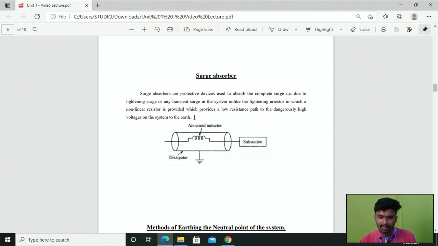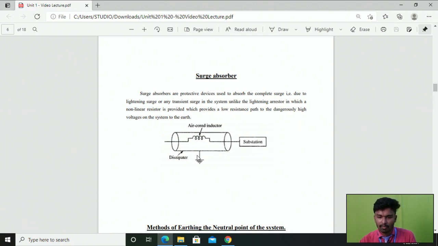Right. So here, this is the diagram of the surge absorber, which consists of one air core inductor and then a dissipator. Right. Here the air core inductor is surrounded by the dissipator in a cylindrical shape. One end of the air core inductor is connected to the ground, and the other one is connected to the substation. Right.